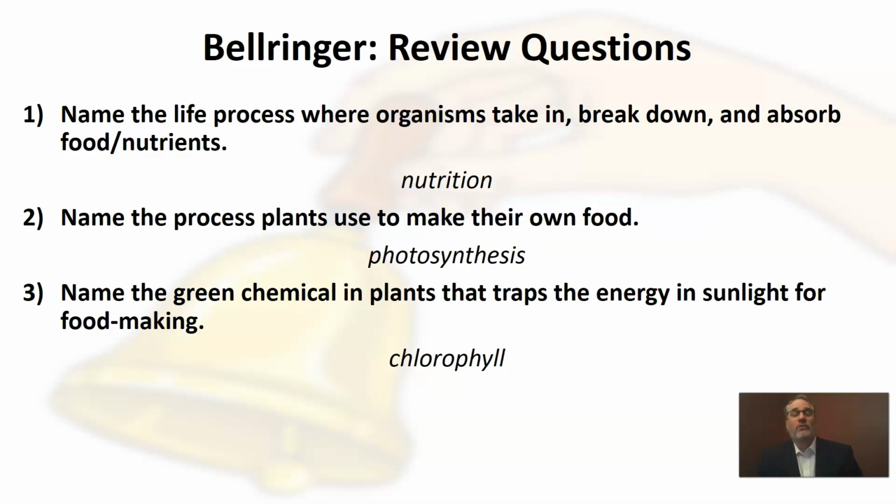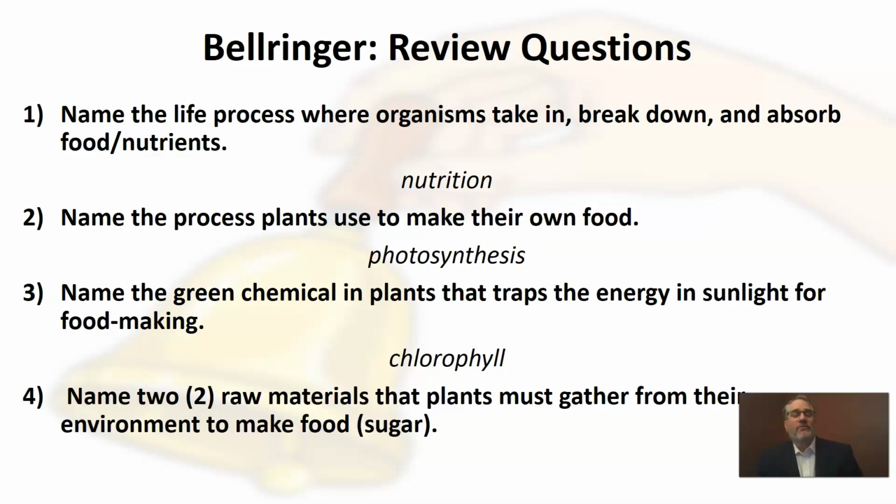Chlorophyll is found in every cell of the leaf, and it's contained in these structures called chloroplasts, these cell parts. And finally, name the two raw materials that plants must gather from their environment to make food. Remember, the food they make is just a type of sugar called glucose. But what do plants need to absorb from their environment to be able to make food? Of course, we're talking about carbon dioxide, which is absorbed through the leaves, and water, which will be absorbed from the soil via the roots.